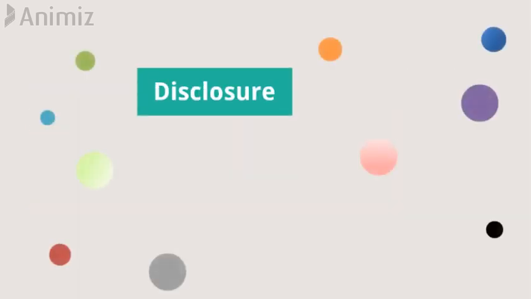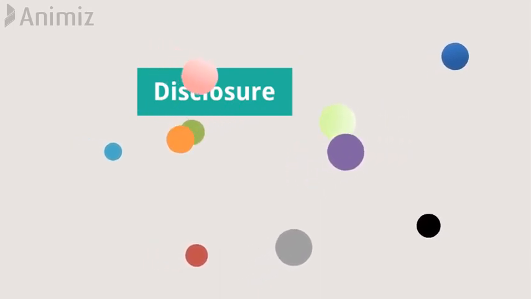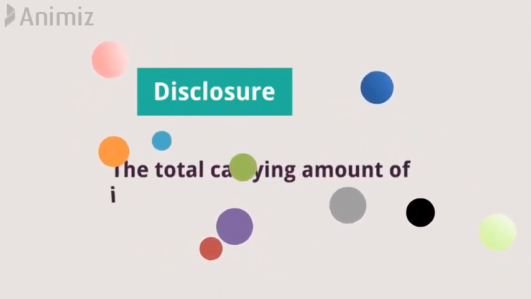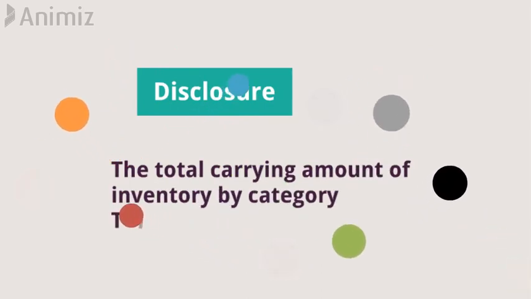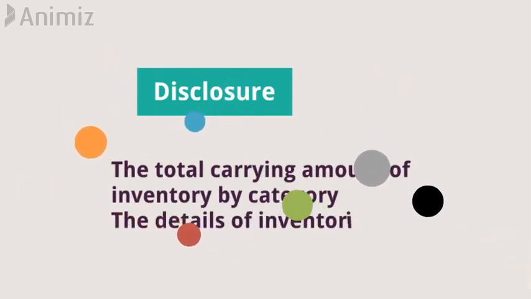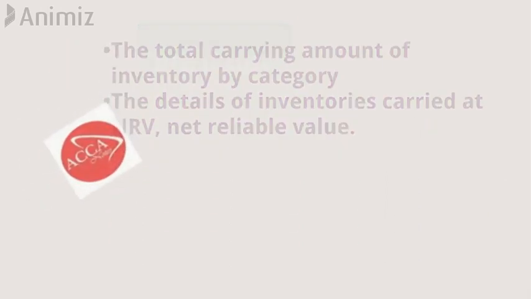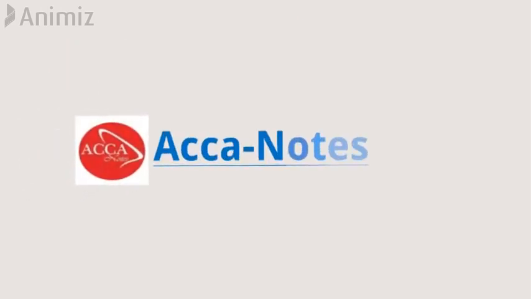Disclosure. IAS 2 requires the following to be disclosed. The total carrying amount of inventory by category. The details of inventories carried at NRV, net realizable value. That's it. That was all about IAS 2 Inventories.